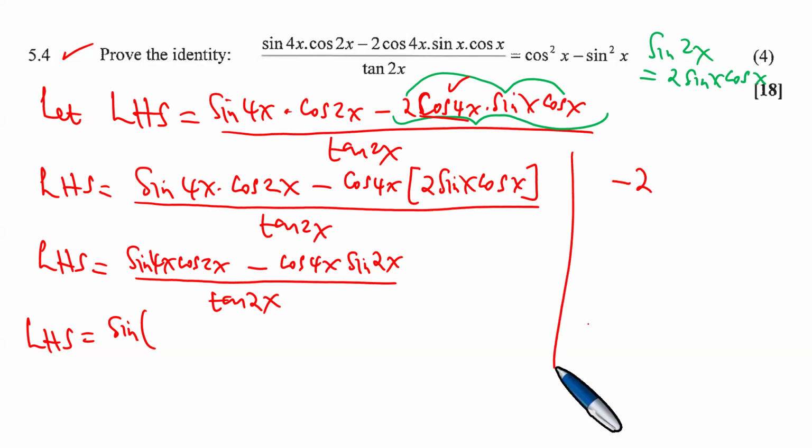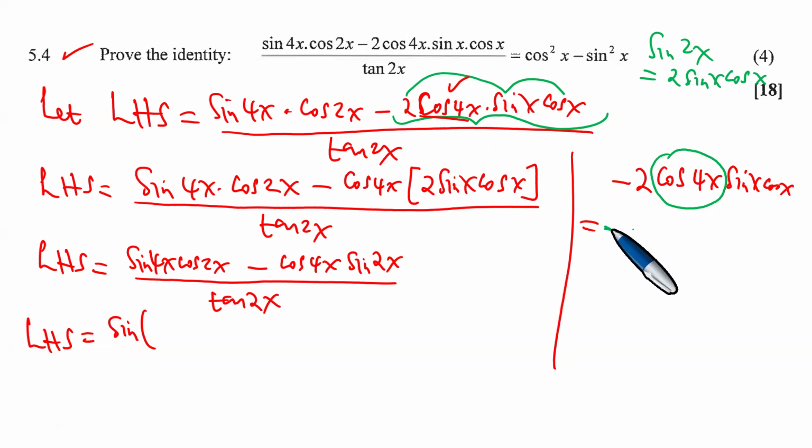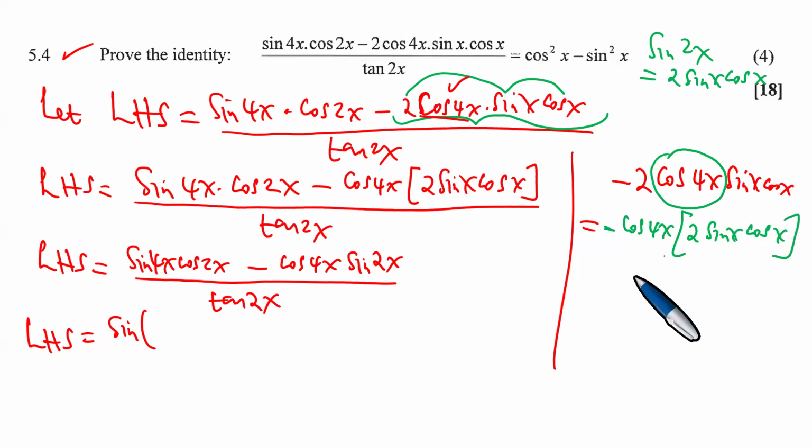Okay, let's put it together. We're having minus 2 cosine 4x sine x cosine x. So we can take out minus cosine 4x, which leaves 2 sine x cosine x. Therefore these 2 sine x cosine x is actually the sine of 2x, the trigonometric sine of 2x.